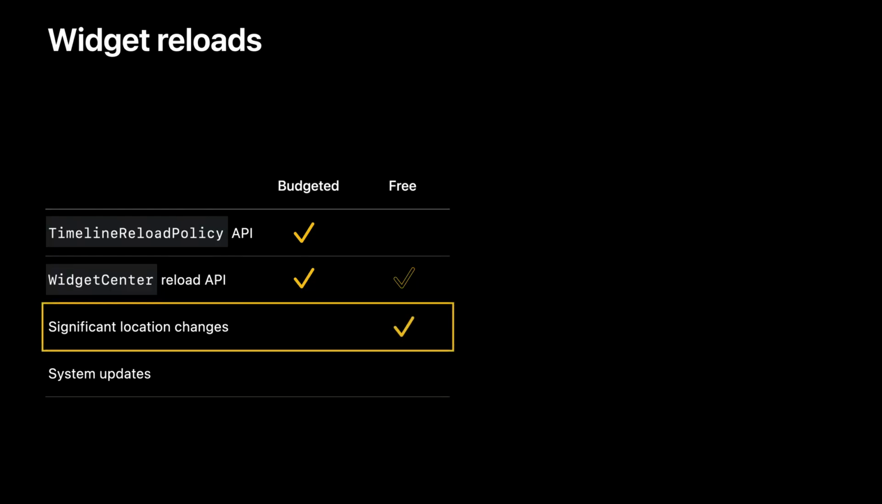Your widgets can also update when a significant location change has occurred. When the system detects a significant location change and your widget uses location, the system will grant you a budget-free update. This refresh occurs when the user next views your widget so that location can be resolved appropriately. Now note that this is not guaranteed to happen right when the location change occurs, but rather the next time the user views the widget. We'll talk a little bit more on location later.